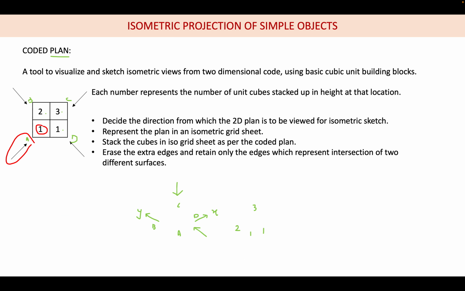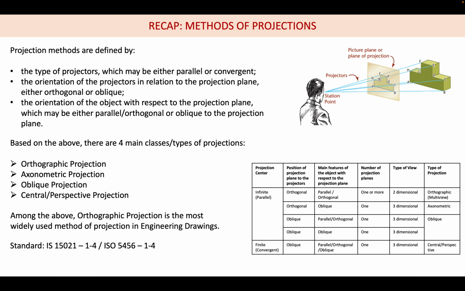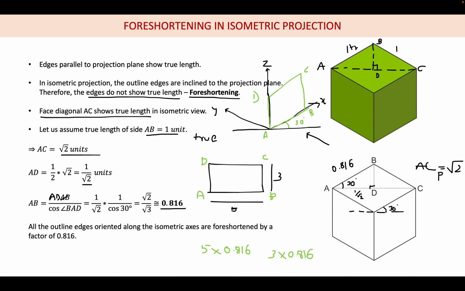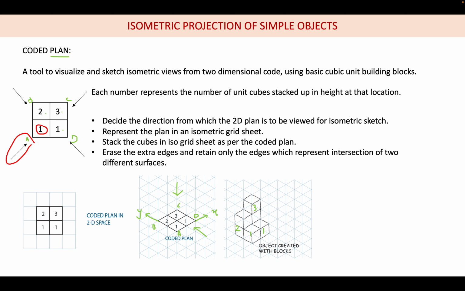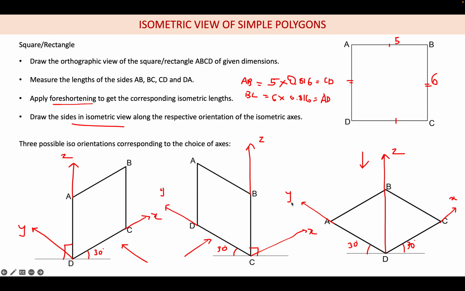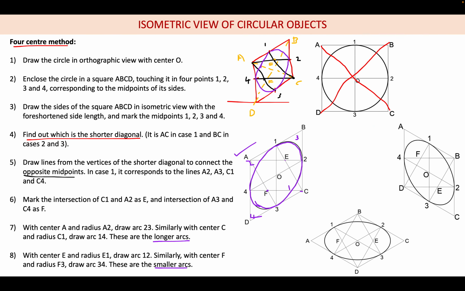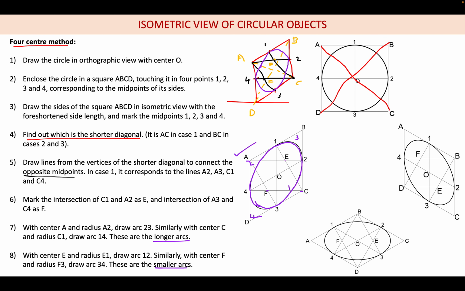So just a small recap of what we did. We introduced the isometric projection. Before that we did a recap of the projection methods. Foreshortening we saw. Then first we saw what is coded plan and how to generate isometric from that. Second, we saw some simple shapes. First is rectangle, square, then triangle, then pentagon, then circle. Circle, two methods we saw. One is method of points, another is four center method.